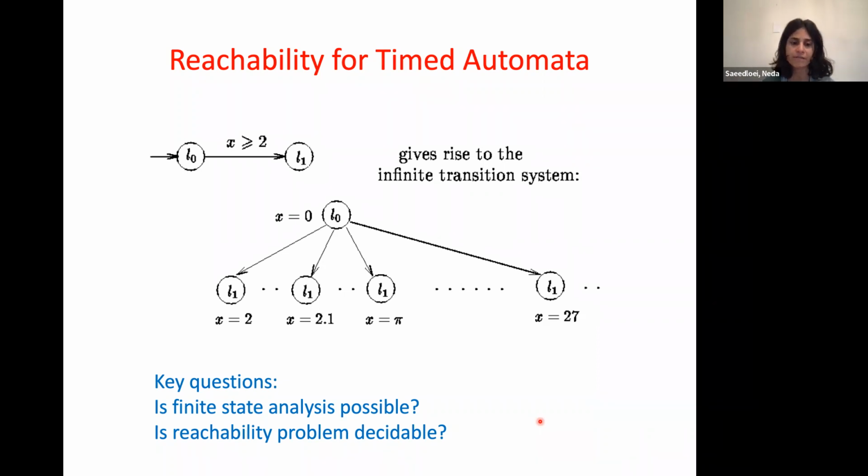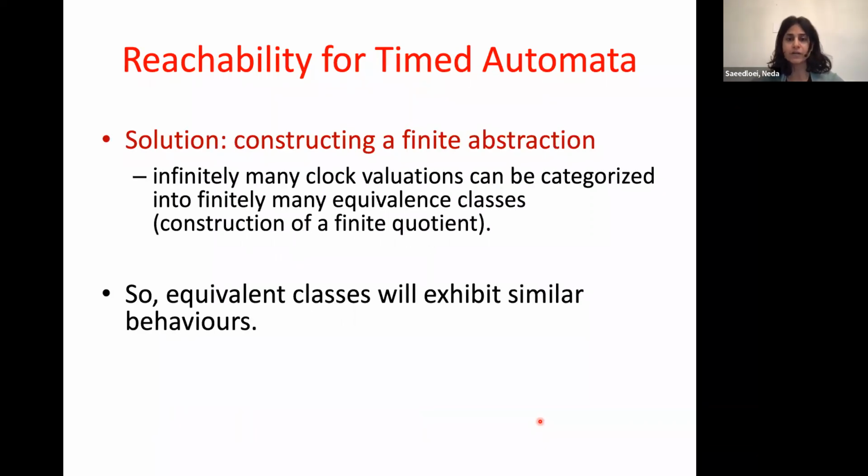So the key questions that we face are: is it possible to somehow analyze this state transition system in a finite way? And the other fundamental question is: is the reachability problem decidable for timed automata? The answer to both questions is yes, and it is possible by constructing a finite abstraction of the state transition system of a timed automaton.